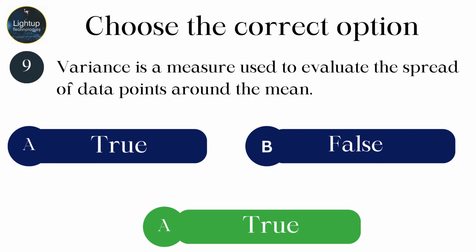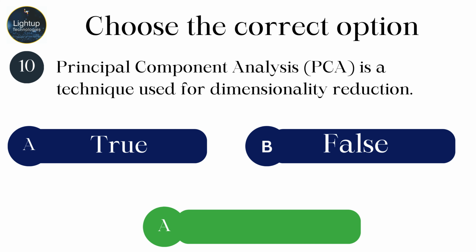Variance is a measure used to evaluate the spread of data points around the mean. Principal component analysis (PCA) is a technique used for dimensionality reduction.